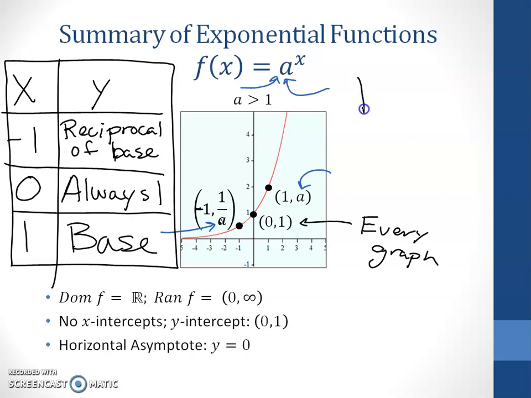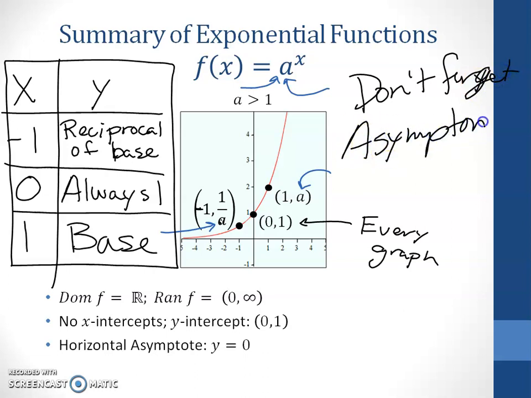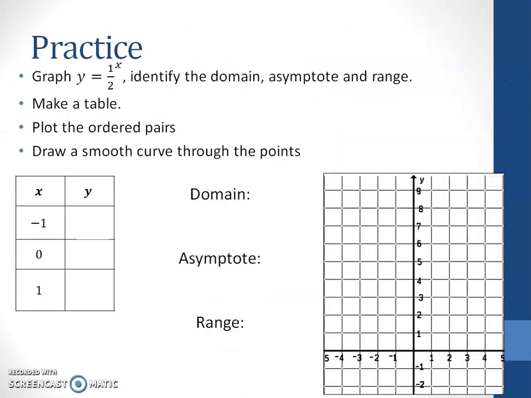And then, of course, don't forget your asymptote. We don't want to forget our horizontal asymptote, which will be running through right here. Okay, so let's practice graphing a couple of these parent functions. So I've got y equals 1/2 to the x power. So first off, what is our base here? Well, 1/2 would be considered my base.